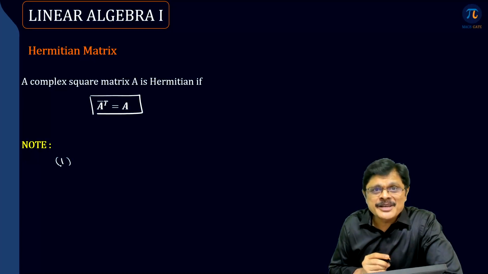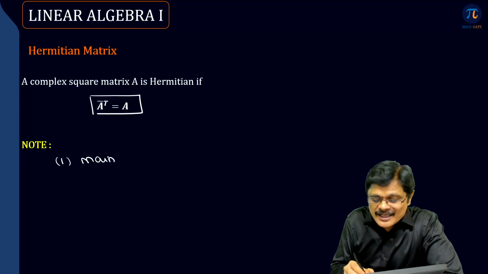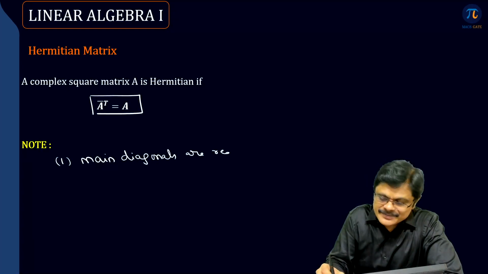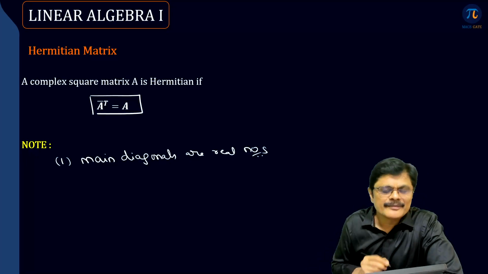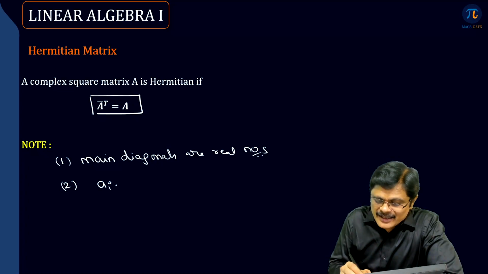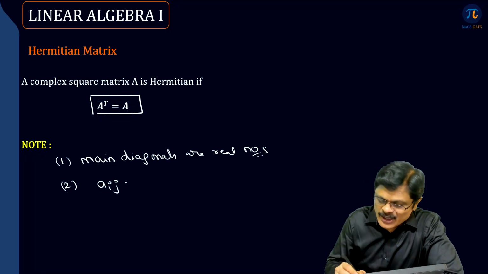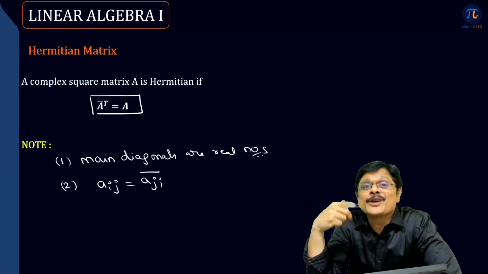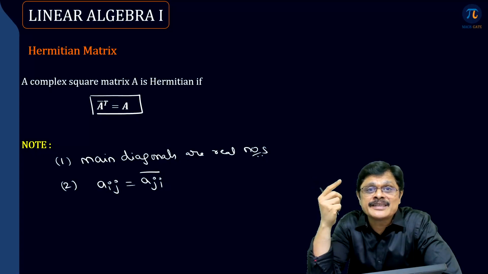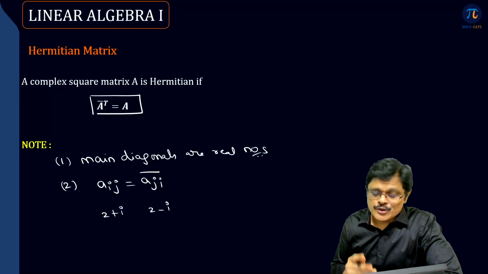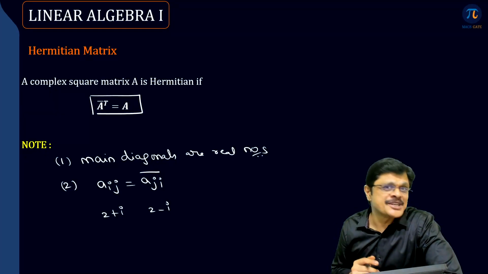So for a Hermitian matrix, there are two conditions. The main diagonal entries are real numbers, and secondly, Aij must be equal to the conjugate of Aji. You see, in the mirror images across the main diagonal, they must be conjugates of each other. Suppose this fellow is 2 plus i, this fellow must be 2 minus i. So it is very easy to identify a Hermitian matrix, my dear friend.